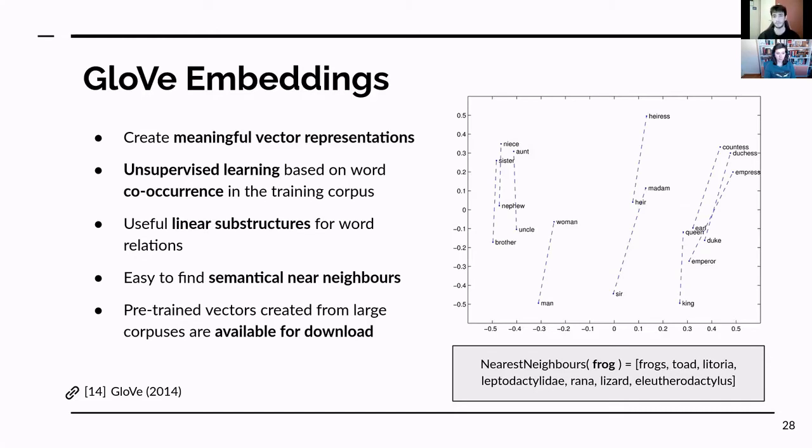And if we wanted to use GloVe embeddings, we could download a pre-trained vector set that is made available by GloVe's creators. And it is usually created from a large corpus, such as Wikipedia or a crawl from the internet.